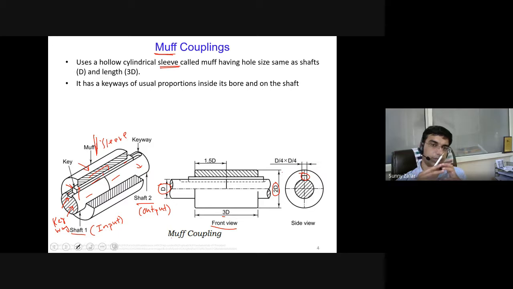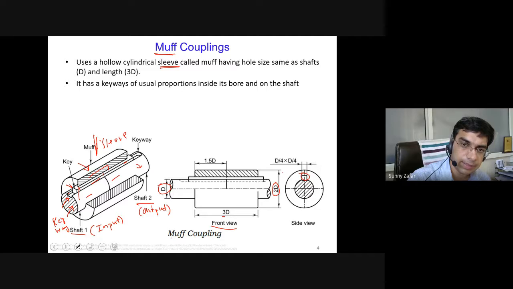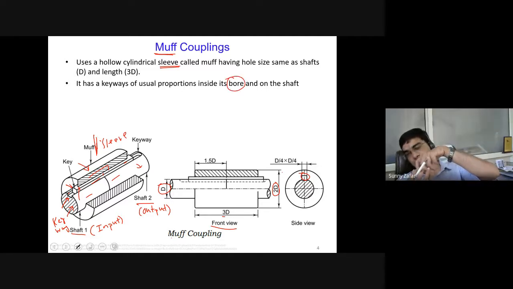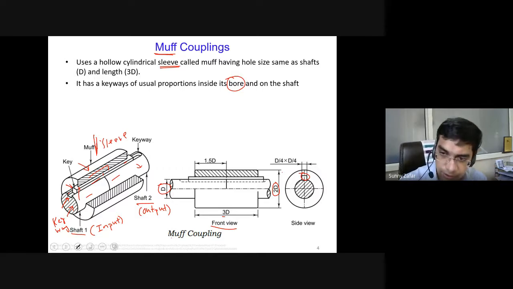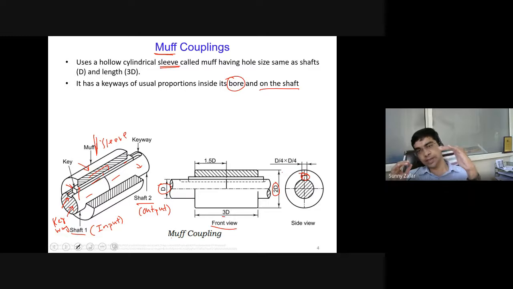The keyway has the usual proportions, and the most important point here is that the keyway is partially in the bore. Bore is basically the internal diameter. So in the internal diameter also, there will be the keyway, half in the muff and half on the shaft. Now if it is not half in the muff and half in the shaft, what is going to happen? In that case the key may come out and the muff may not rotate, so the coupling will fail. So the keyway has to be partially in the shaft, partially in the muff.